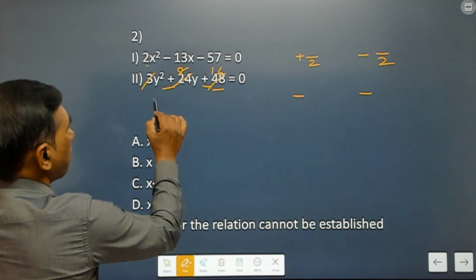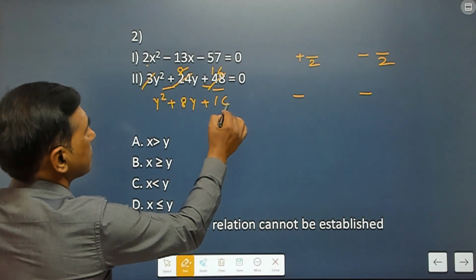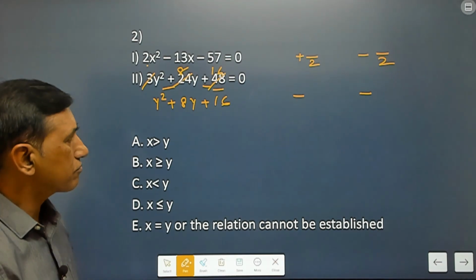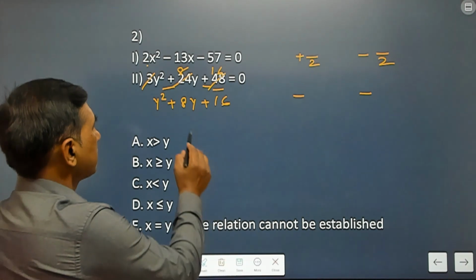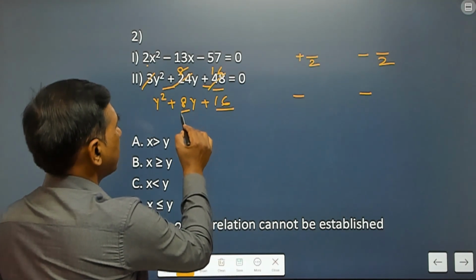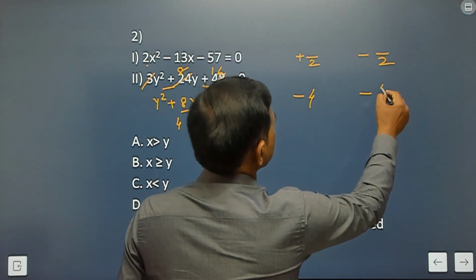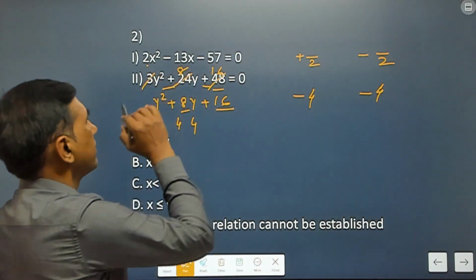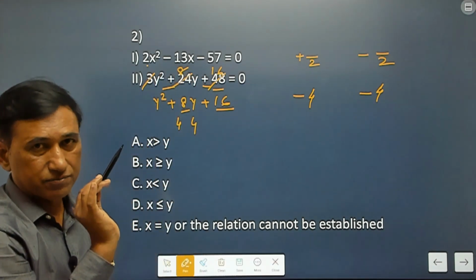y square plus 8y plus 16. Now you have to find the root. Since 16, and this is 8, it has to be 4 and 4. So your root will be minus 4 and minus 4. Here we have to subtract it.